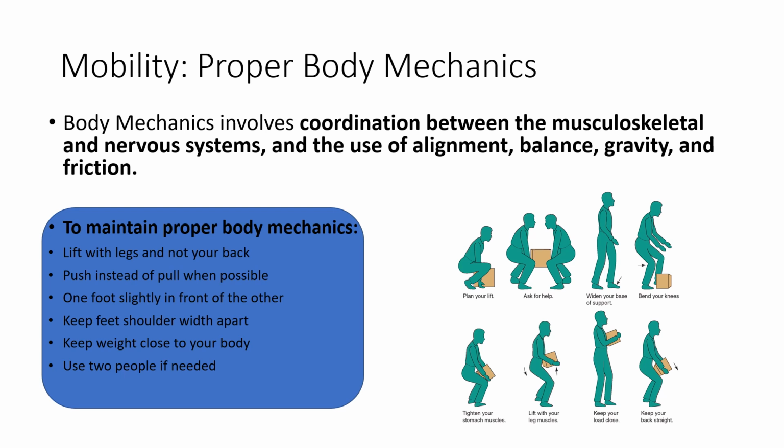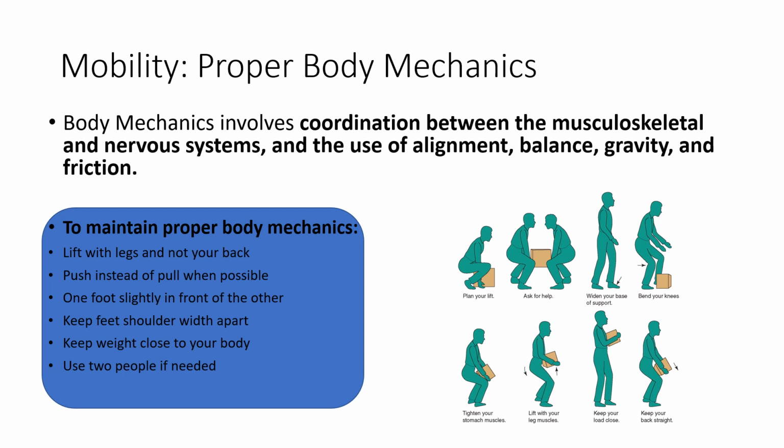Widen your base of support. You do not want a narrow base because you can teeter over. Bend at your knees. Tighten your stomach muscles. So you want to be tight, you want to have your stomach muscles engaged in order to do the lift. Lift with your leg muscles. Your leg muscles are larger than your back muscles. Believe it or not, they really are. Okay, you've got to lift with your legs.